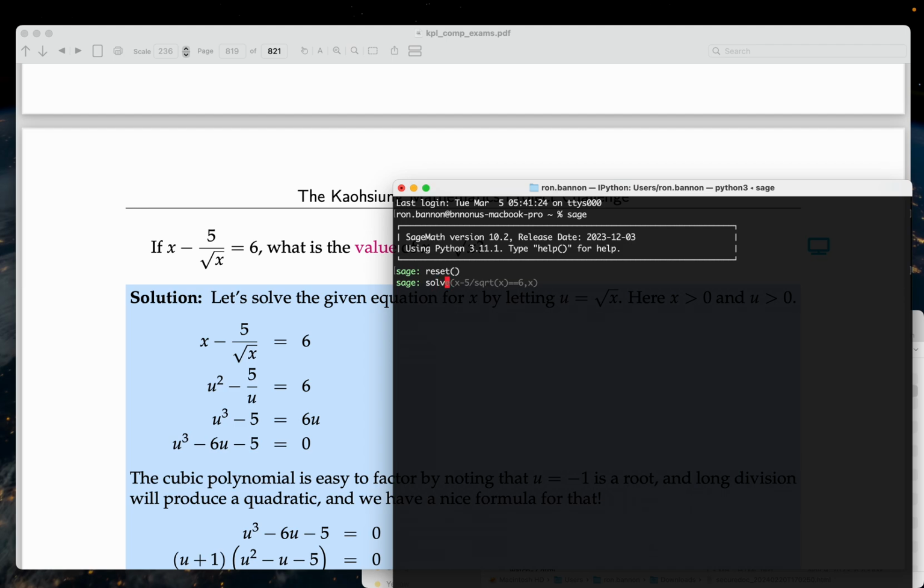All right, solve. And what am I solving? I'm solving x minus 5 over the square root of x equals 6 for the x. And by the way, we found 3 solutions over here. Let's see how Sage does. And by the way, Sage gives me 3 different solutions to it. So what I want to do is look at those solutions over here, and I'm going to just simply say the solutions for this problem is equal to what we just output.